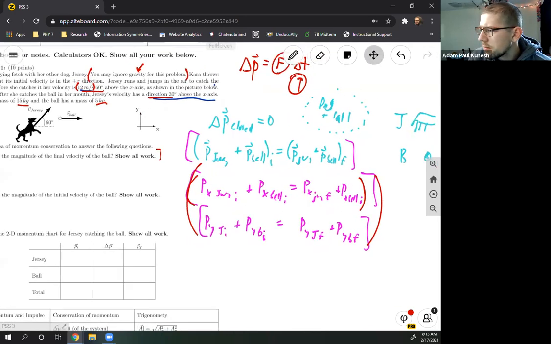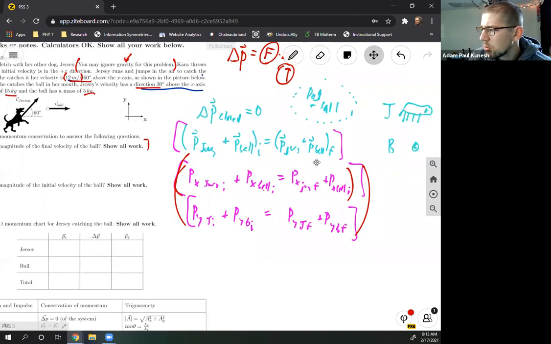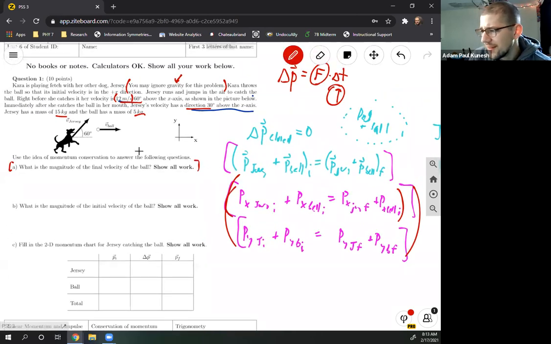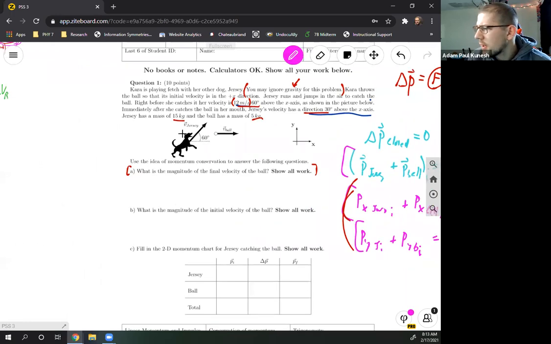I can put this into more concrete terms, but first let's go back and see what we want. Before I just go out and do a bunch of math, which is not very realistic, let's figure out which of these we want. For part A, I want to know the magnitude of the final velocity of the ball. Show all work. After the collision, I know that Jersey's velocity has a direction of 30 degrees above the x-axis. So here's the final frame.